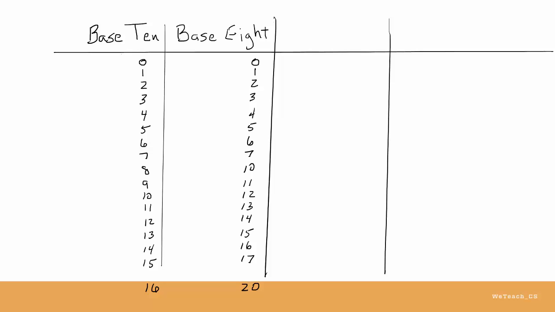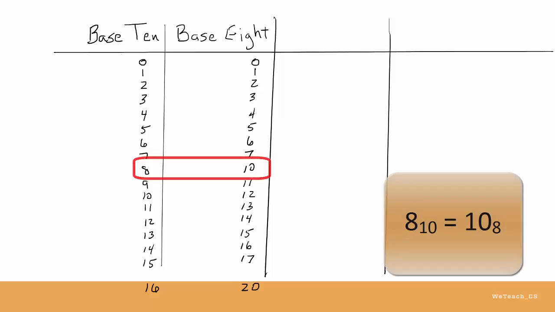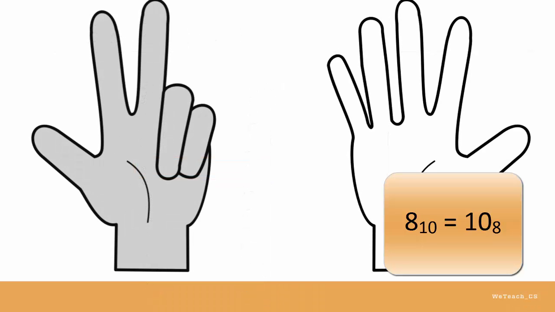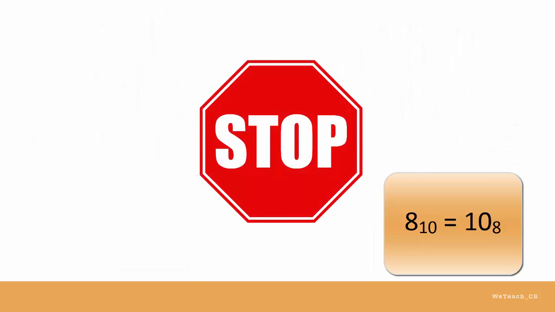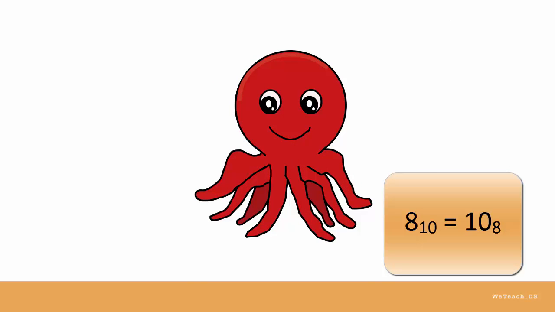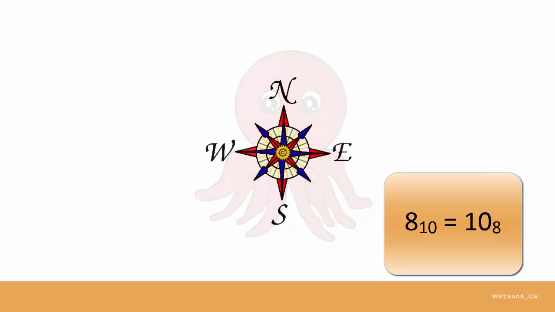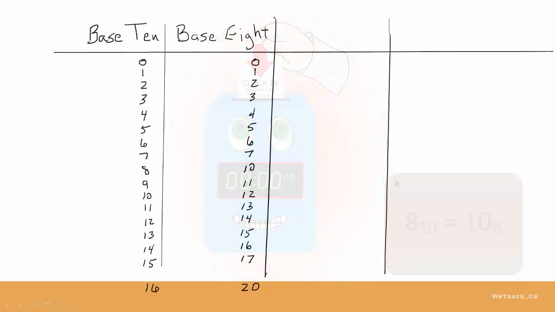The most important thing to remember is that each set of values represents the same number of objects. For example, the values 8 in base 10 and 10 in base 8 both represent this many items. This could also be the number of sides on a stop sign, the tentacles of an octopus, the number of semi-cardinal directions on a compass, or the number of hours in a standard workday.